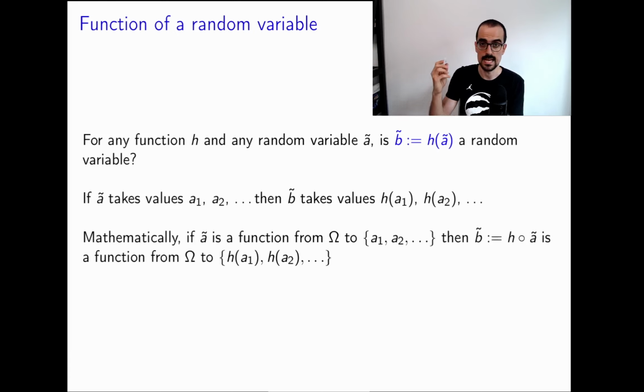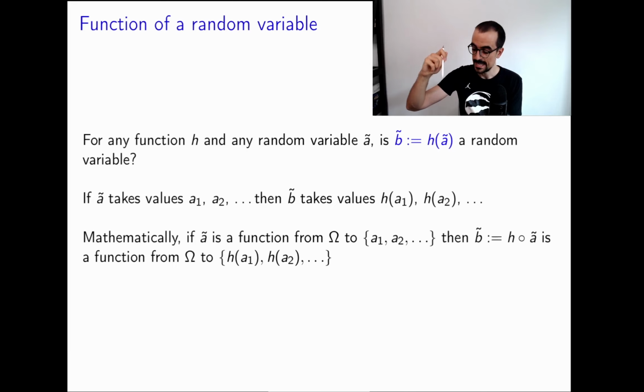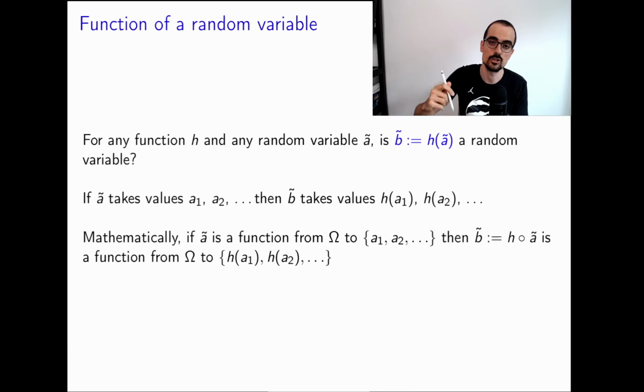Mathematically, if A is a function from the sample space to the discrete set A1, A2, A3, then the composition of A and h, which is this random variable B, is also going to be a function from the sample space to h(A1), h(A2), h(A3), and so on. So it is a function. Now we have this little caveat that we need the preimages of that function to be measurable.